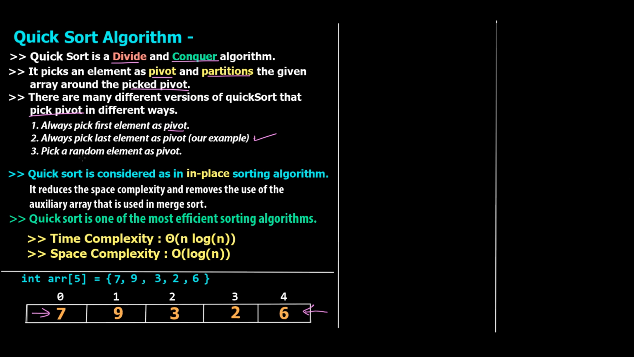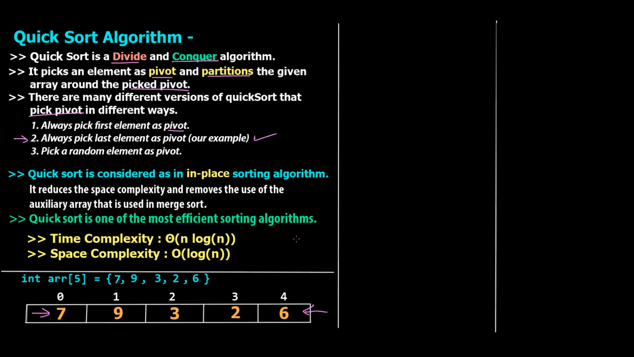And then the third mode is pick a random element as pivot, in which case you can randomly pick any of the elements as the pivot. Okay, so these are different ways or different modes in which QuickSort can be implemented. We are going to implement the second way, which is always pick the last element as the pivot.